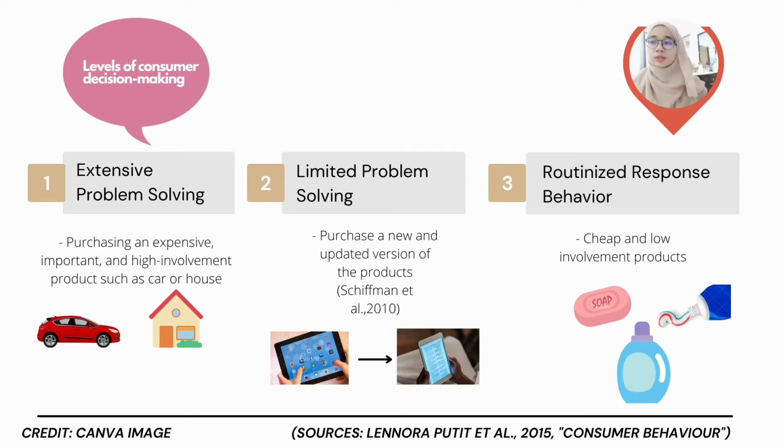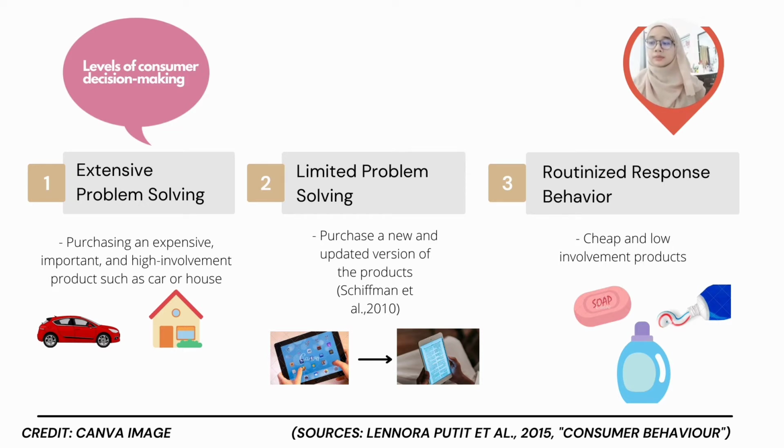extensive problem solving usually occurs when a consumer is purchasing an expensive, important, and high involvement product such as a car or house. Consumer will spend much time collecting a lot of information that will help them to make a purchase decision.